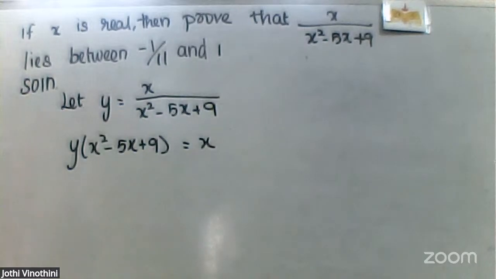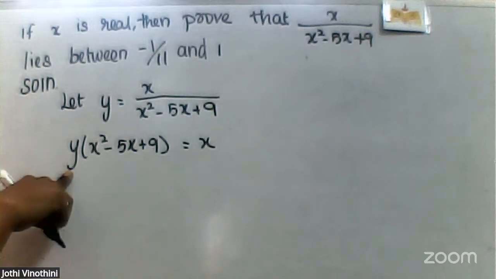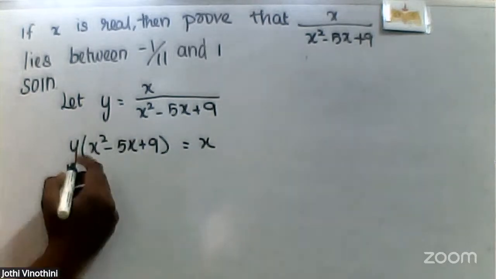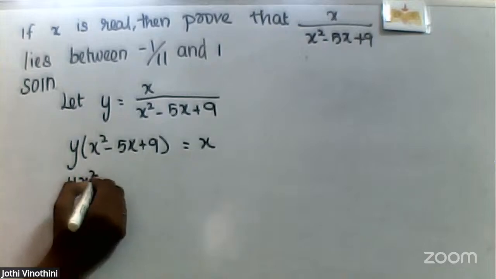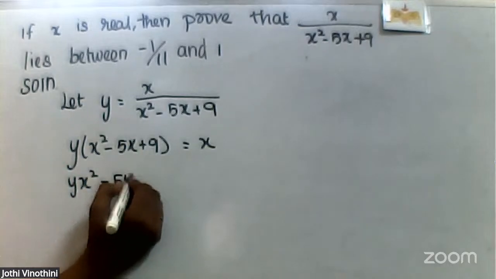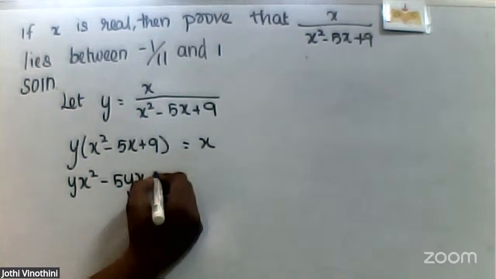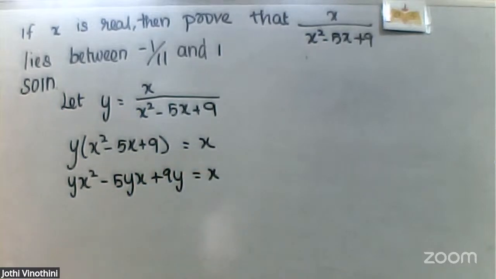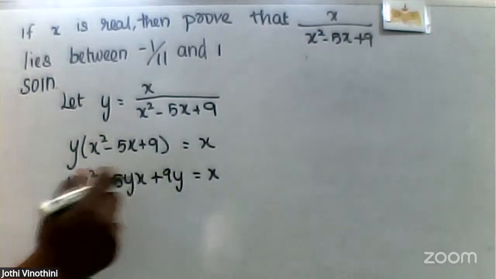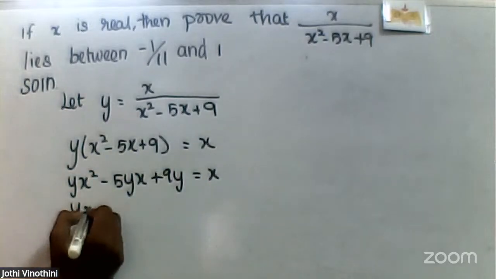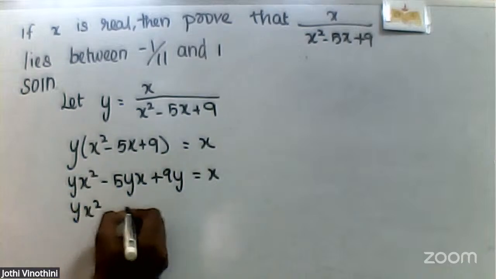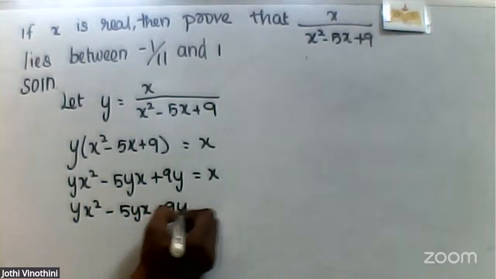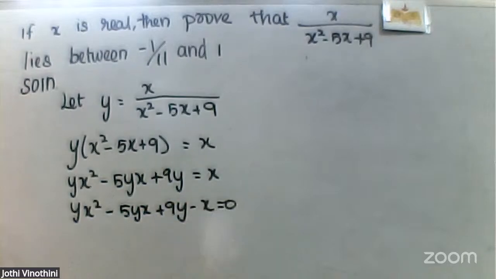So now what I am going to do is take the y inside the bracket expression. So it becomes yx squared minus 5yx plus 9y, which equals x. Now I'm going to take this x to the left side. So it becomes yx squared minus 5yx plus 9y minus x equals 0.